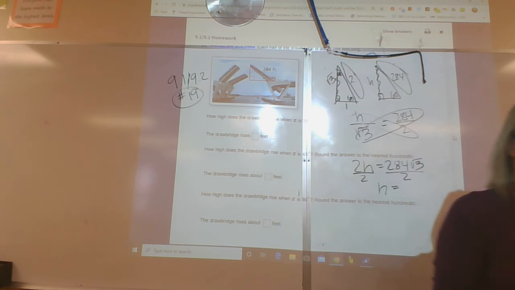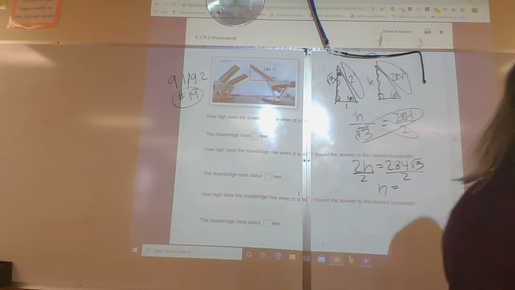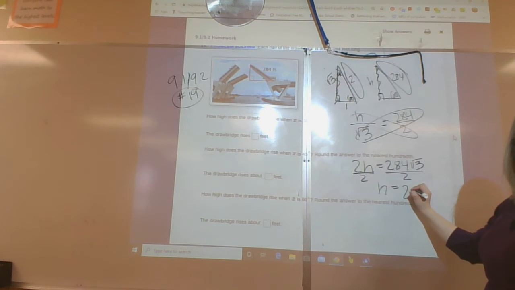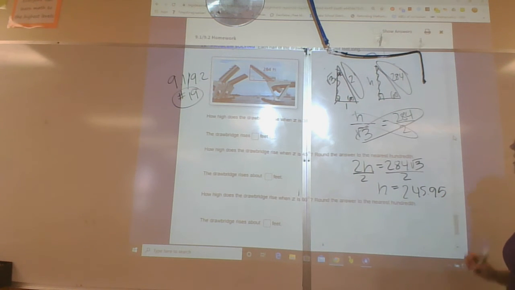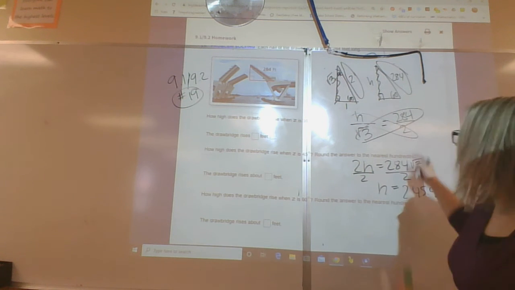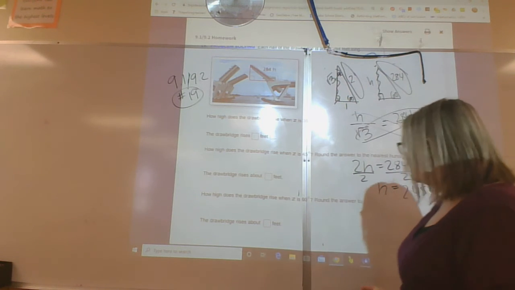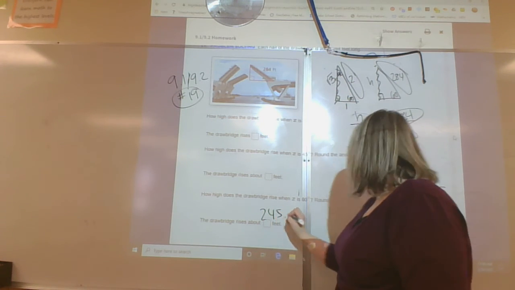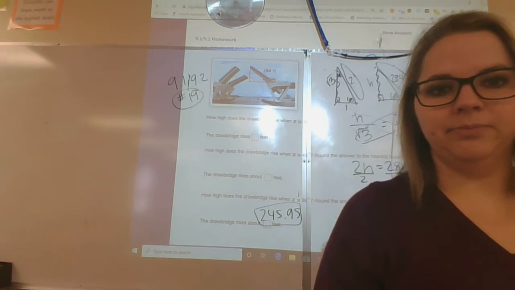h equals 284 times the square root of 3 divided by 2. So this is going to be 245.95. And that makes sense that this would have the highest height because look at it. This one has the longest side as its height. So it makes sense for it to go in order like that. So this is 245.95. And you got that problem done.